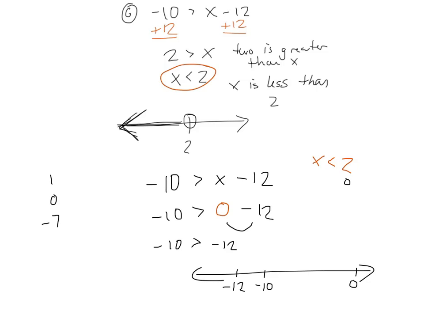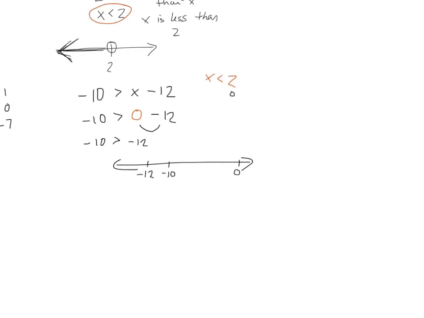Now you could also plug in a 1 for here and get a true statement. You could plug in a negative 4 and get a true statement. Any number that is less than 2, you would plug in for here, and you would simplify each side, and you would get a true statement. And that's how you can check your answer. Now we can also check our answer by doing this. Let's rewrite the original.